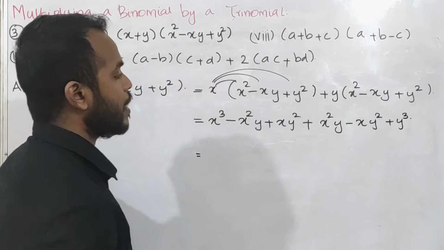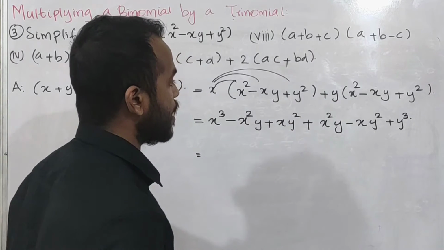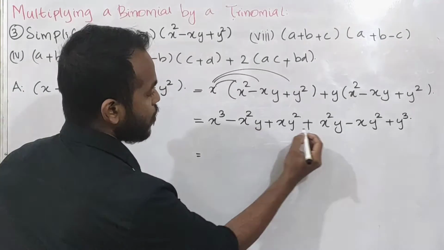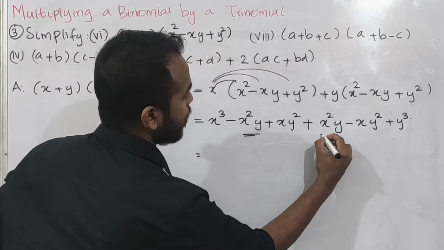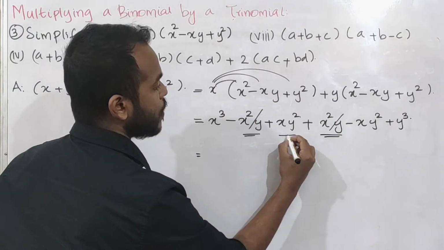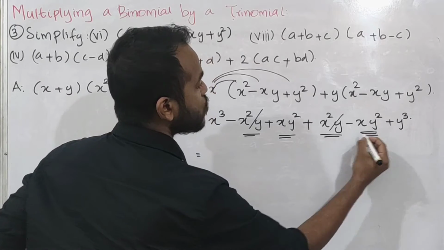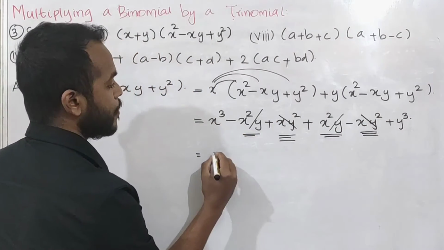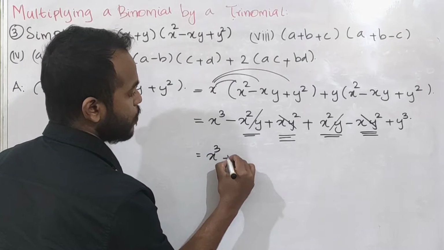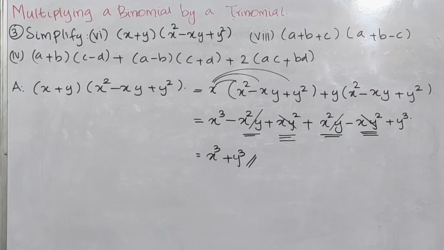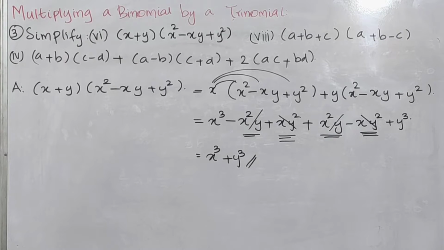Let's arrange them, and if there is anything to be cancelled, let's cancel it. We have minus x square y and plus x square y, so we can cancel these two. Then we have xy square and minus xy square, so this can be cancelled as well. So we will remain with x cube plus y cube. Since the symbol of y is positive, we can write them as x plus y cube.